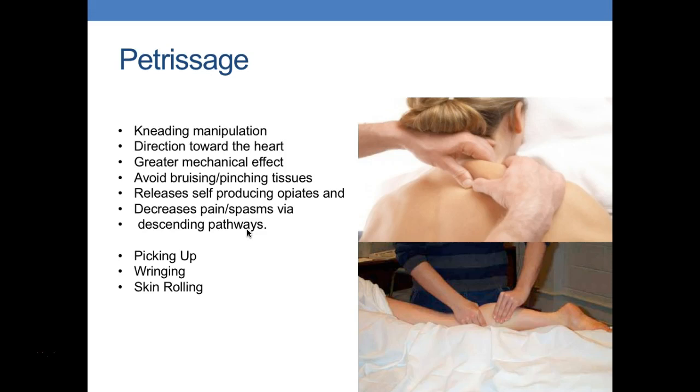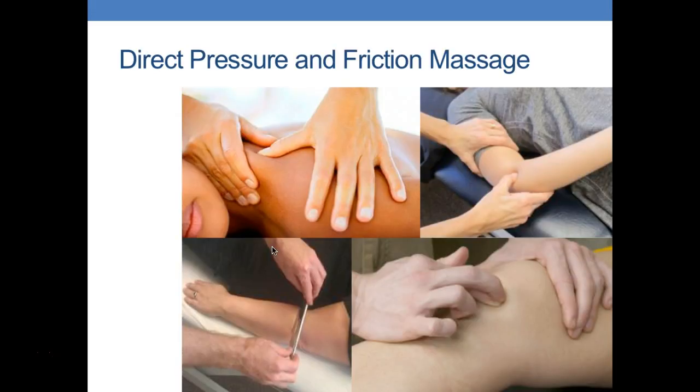And with this, you're actually not using the gate control theory. You're going to use what we call the descending pathways, and we'll talk about that a little bit to see how that decreases your pain, but in a different way. Now, these are just different techniques. One is called picking up. Here's one called ringing, and then there's also skin rolling to help assess where there might be areas of limitation that we can practice in lab.